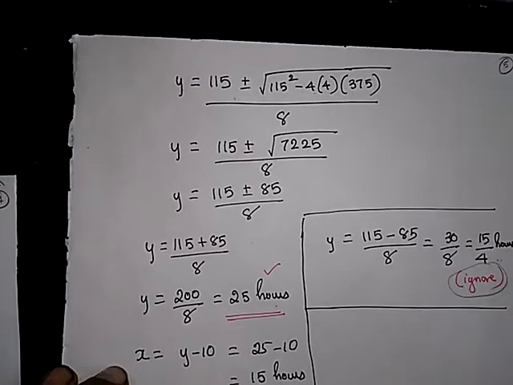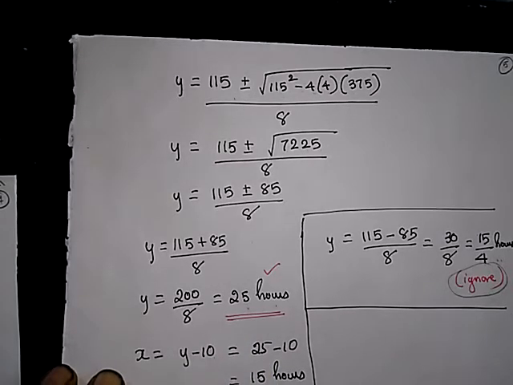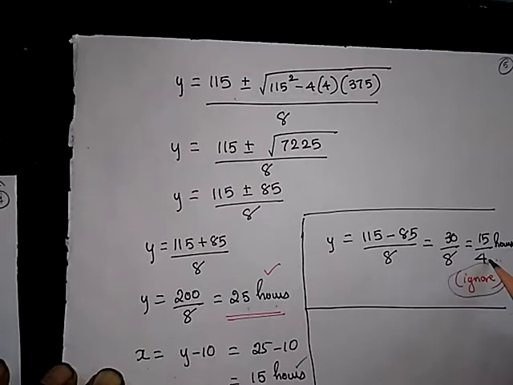So we already have the relation x is equal to y minus 10. Now we got the value as 25 hours. So 25 minus 10 will give you 15 hours. That means the smaller diameter pipe will take 25 hours and the bigger diameter pipe will take only 15 hours.